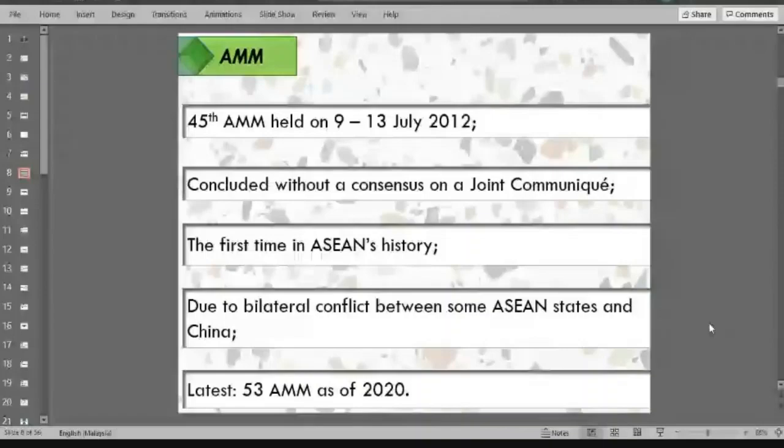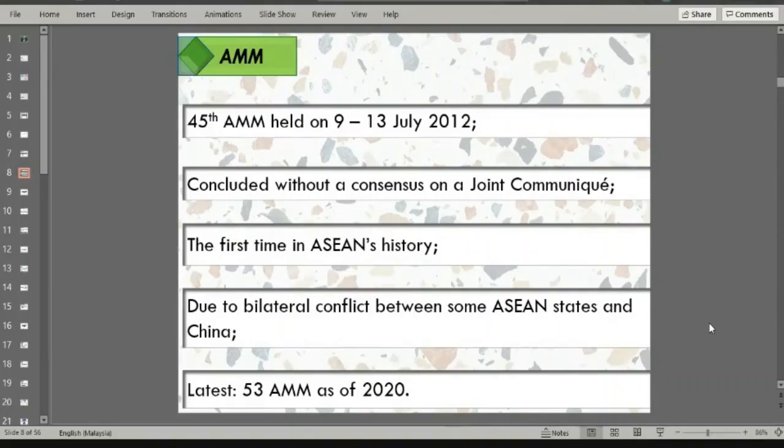As of last year, there have been 53 ASEAN Ministerial Meetings. What happens in these meetings is that, as mentioned just now, they discuss all the developments when it comes to political-security cooperation and foreign relations, and also any issues that deal with political-security cooperation in ASEAN and any issues when it comes to external relations.